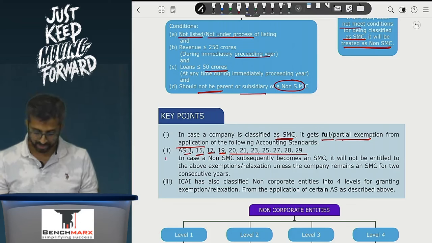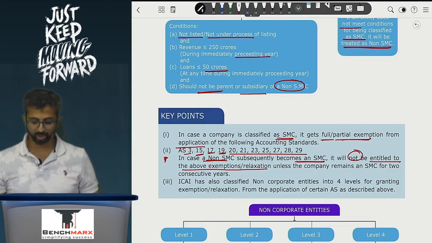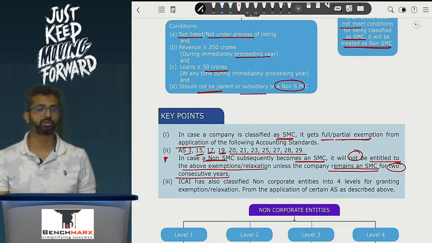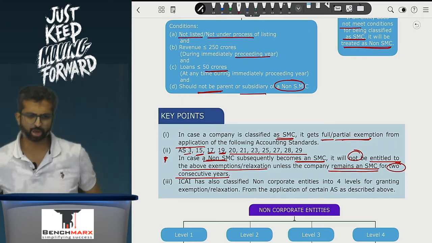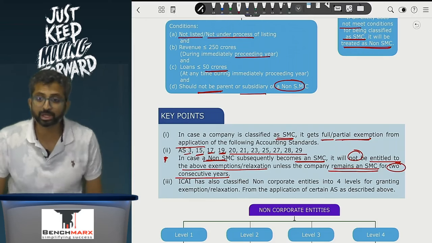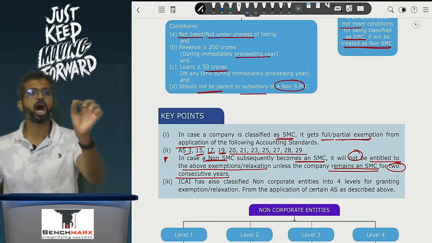Point 2, this is an important point. In case a non-SMC subsequently becomes an SMC, it will not be entitled to the above exemptions or relaxation unless the company remains an SMC for 2 consecutive years. After that, they can claim a relaxation. Till that, they may be an SMC, but they cannot claim a relaxation. In your annual report, in the notes, you have to mention whether you are an SMC or not.